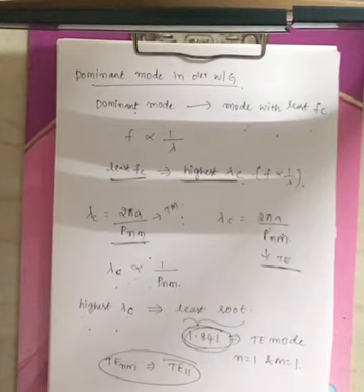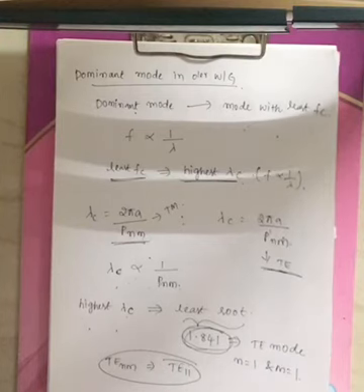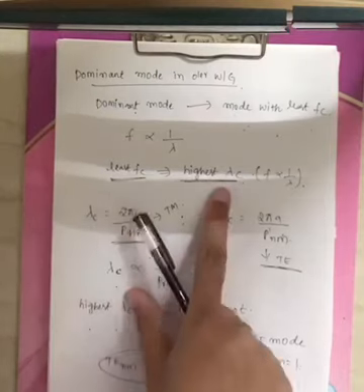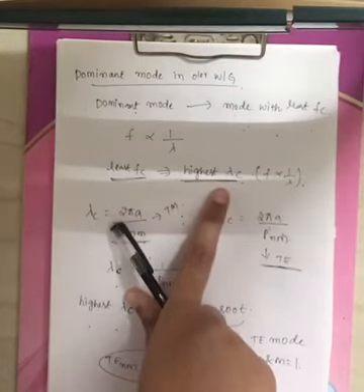Now we have to find out what is the dominant mode in a circular waveguide. Dominant mode is nothing but the mode with least cutoff frequency. If it is having least cutoff frequency, it should have the highest cutoff wavelength, because those two are inversely proportional, right?